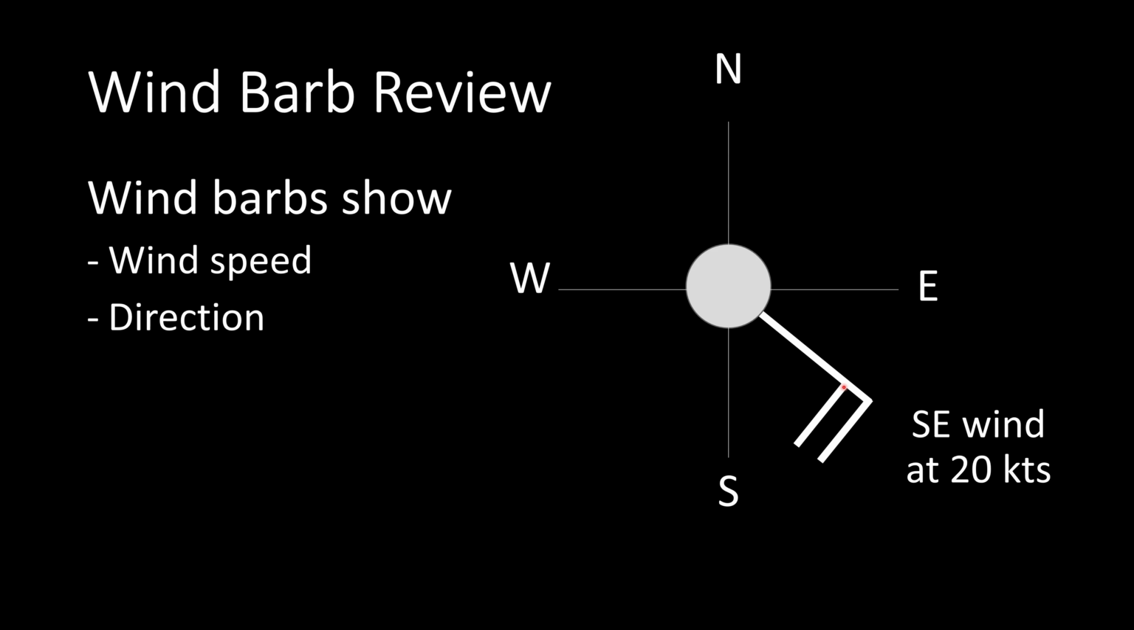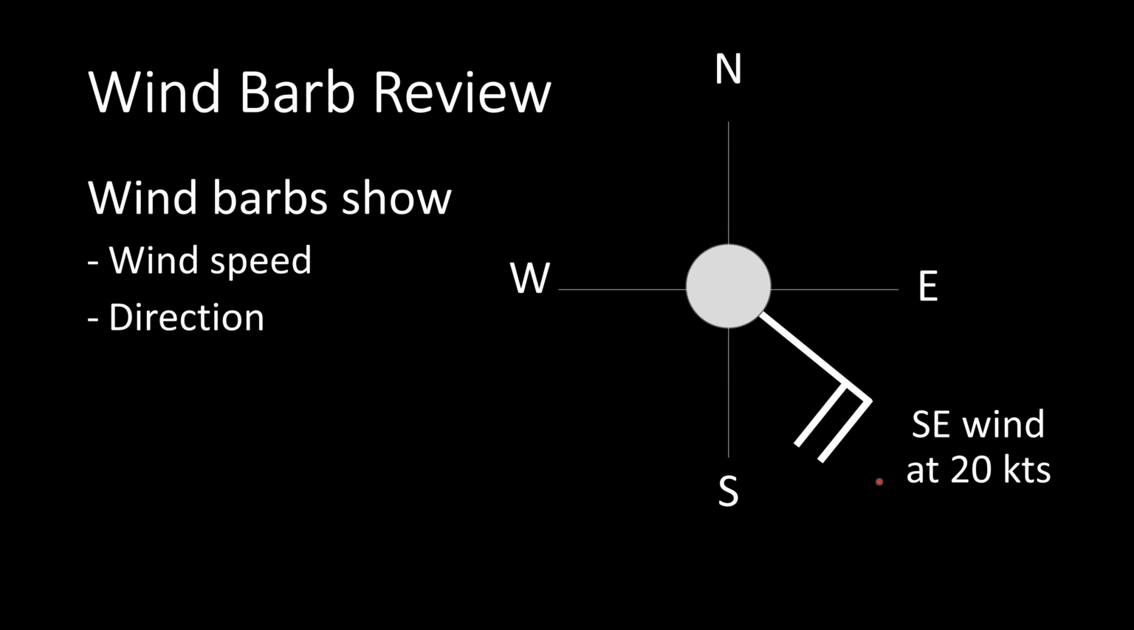Now, the direction, you see the cardinal directions here. You have north, east, south, and west. And this wind is in the lower right quadrant, or the southeast quadrant, right? And that means the wind is coming from the southeast and it's blowing toward the northwest. But we call it a southeast wind because that is where the wind is coming from.